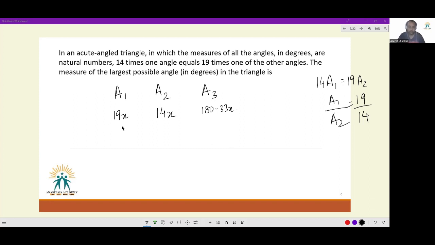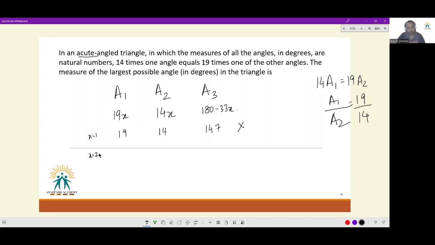Now, I can go ahead and put down values of x until I keep getting reasonable cases. So at x equal to 1, I'll get 19, 14, 180 minus 33 is 147. But this is an unacceptable case, because we were told it is an acute angle triangle, and this would make it an obtuse angle triangle. This does not work.